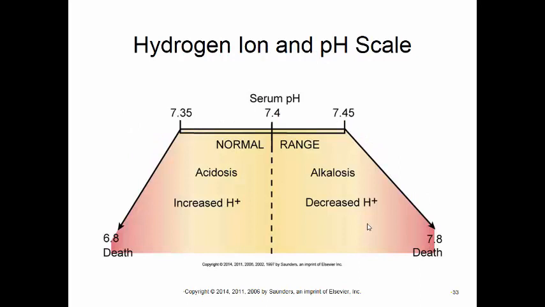As we can see here is our pH scale, and we're looking at the blood. The normal range is between 7.35 and 7.45. As we move away from normal, which is 7.4, we become acidic or basic. If it's in an acidic state, we call that acidosis, and if it's in a basic state, we call that alkalosis. And if we move too far away, both of them can cause death.